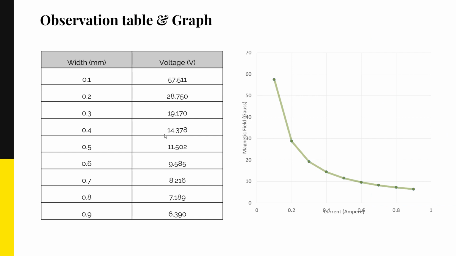As we increase the width of the Hall probe, that is the germanium crystal, in steps of 0.1 millimeter, this turned out to be like this. The graph turned out to be hyperbolic, that is, as the width increases, the Hall voltage decreases.